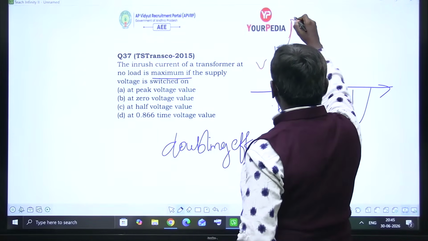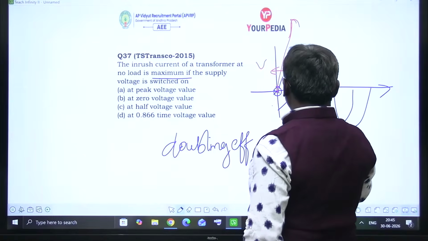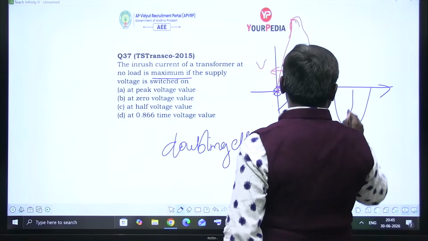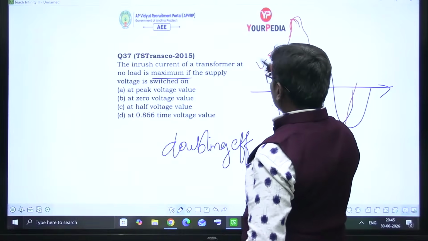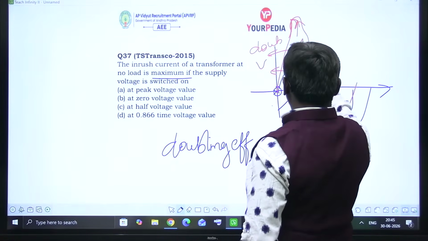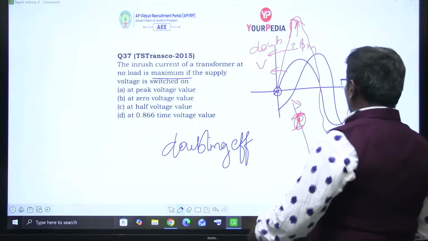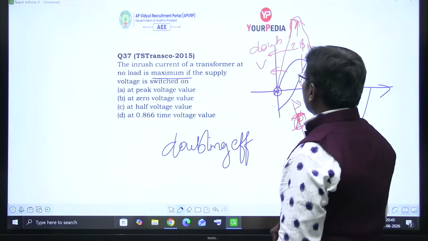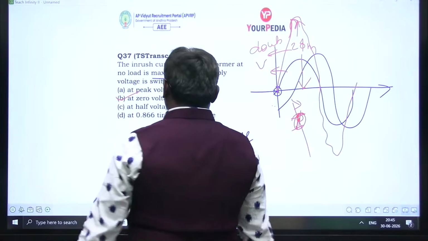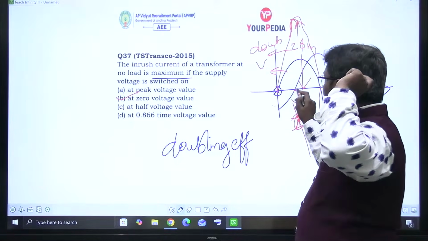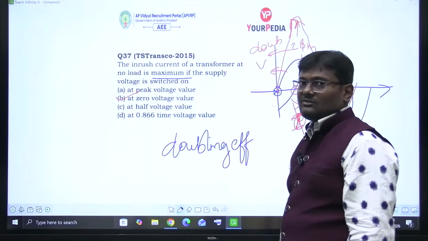The flux will be doubled here, so this is called the flux doubling effect: 2 times the flux. So at 0 voltage, the flux doubles. If it is switched on at peak voltage, the flux will be 0.